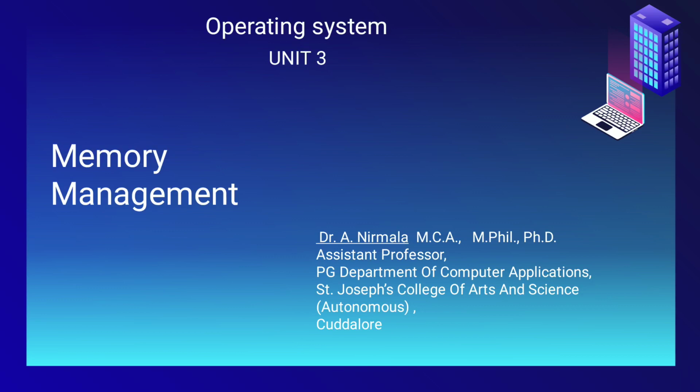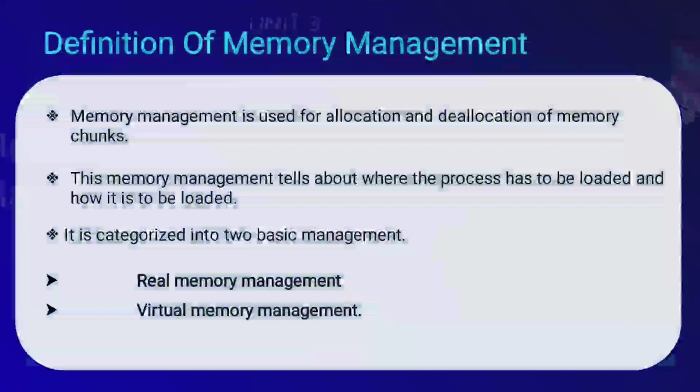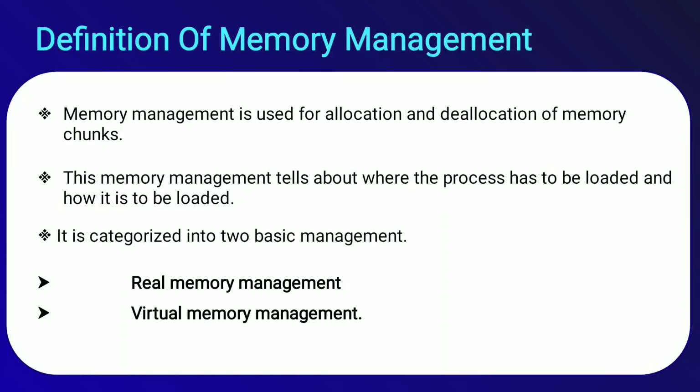In this session, we will discuss memory management in operating system. Memory management is used for allocation and deallocation of memory. It is the main function of the OS. The OS manages the memory. Memory management tells which process has to be loaded, where it has to be loaded, and how it is to be loaded.